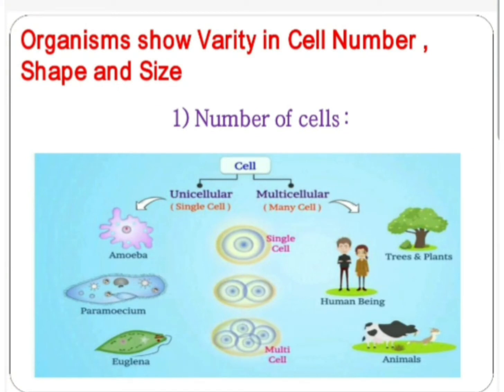Next point is organisms, so variety in cell number, shape, and size. First, number of cells. Can you guess the number of cells in a tall tree or in a huge animal like the elephant? Yes, the numbers run into billions and trillions. The human body has trillions of cells which vary in shapes and size. Different groups of cells perform a variety of functions.